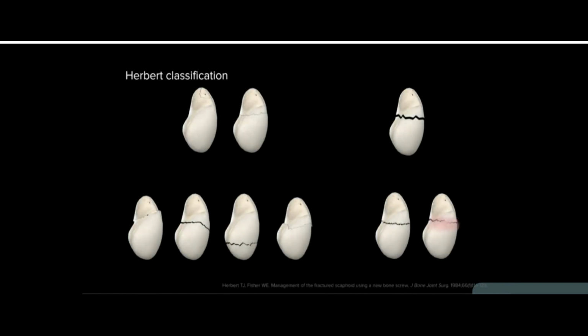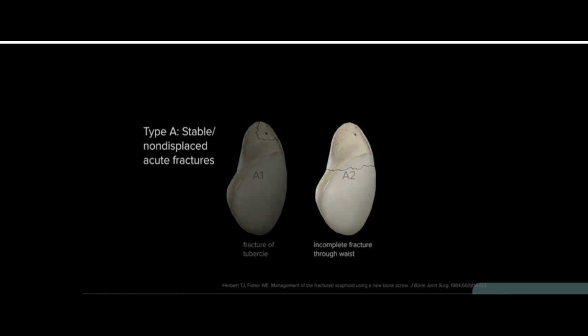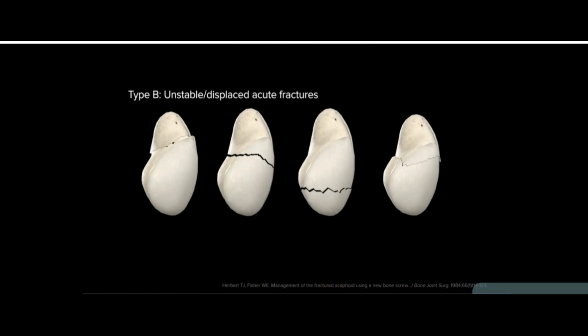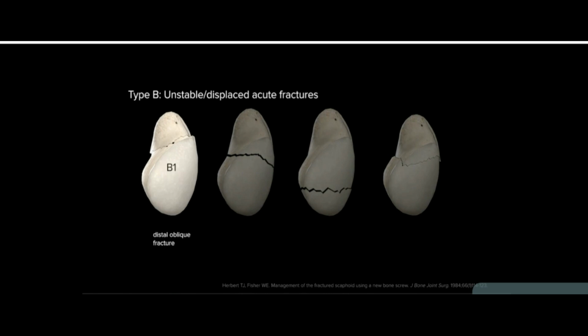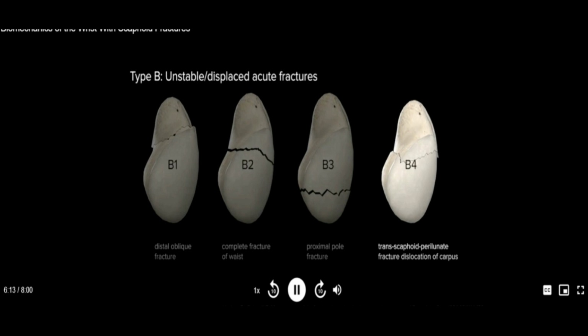Lastly, the Herbert classification defines the different types of scaphoid fractures. There are 4 types, A through D. Type A defines stable, non-displaced acute fractures. A1 is a fracture of the tubercle, and A2 is an incomplete fracture through the waist. Category B defines the unstable displaced acute fractures, B1 through B4. B1 is a distal oblique fracture. B2 is a complete fracture of the waist. B3, proximal pole fracture. And B4 is a transscaphoid perilunate fracture dislocation of the carpus.